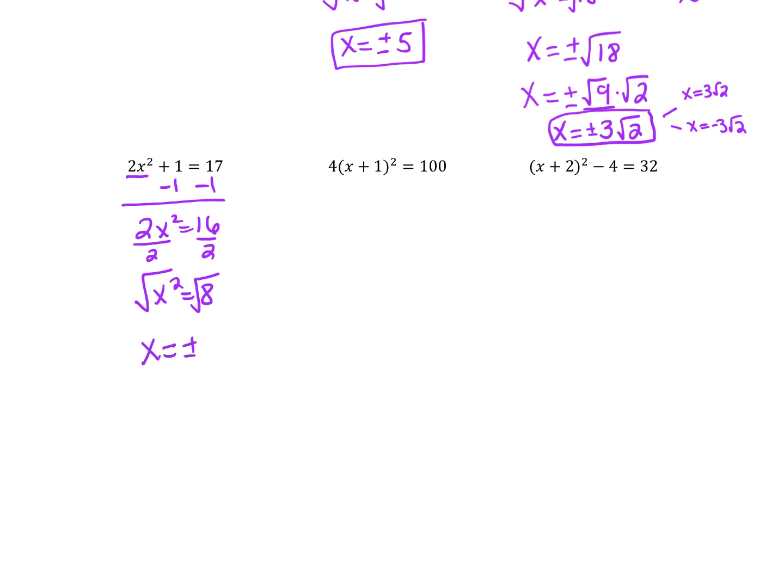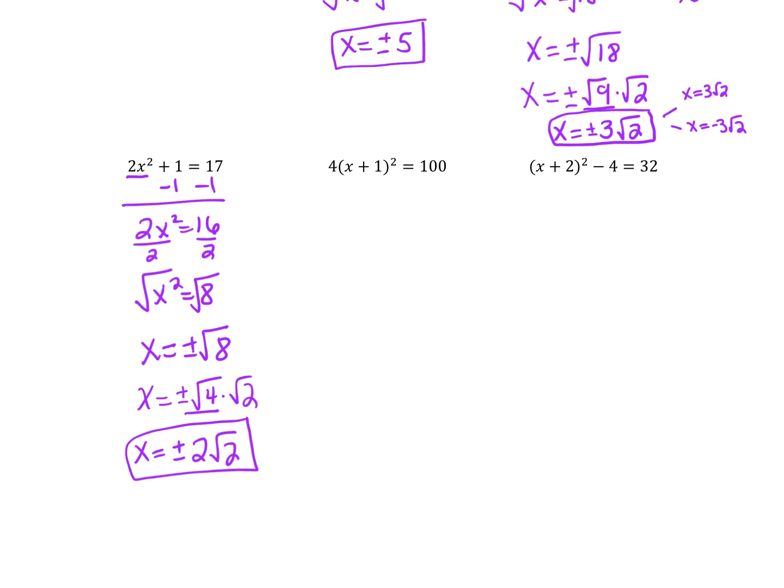8 does not square root, so I'm going to write it as plus or minus the square root of 8. Now I'm going to break 8 down. The only perfect square that could go into 8 is 4, which it does. 8 is 4 times 2. So the square root of 4 is going to become 2. So x is going to equal plus or minus 2 square root 2.